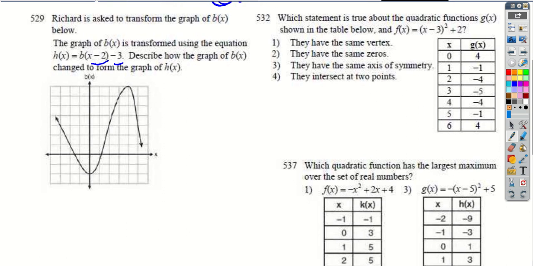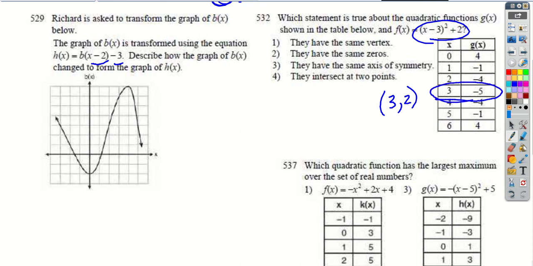Which statement is true about the quadratic functions g of x and f of x? Here we can see this is a parabola. It's going to be concave up, okay? And the vertex is actually at this point. So it's 3 to the right, and then 2 up. This vertex is at the point (3, -5).